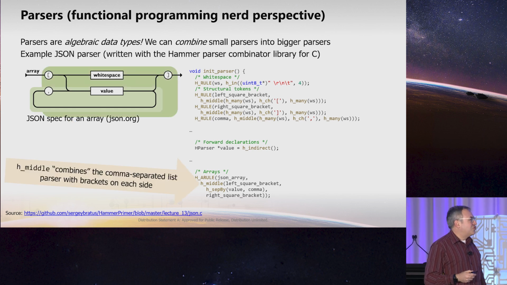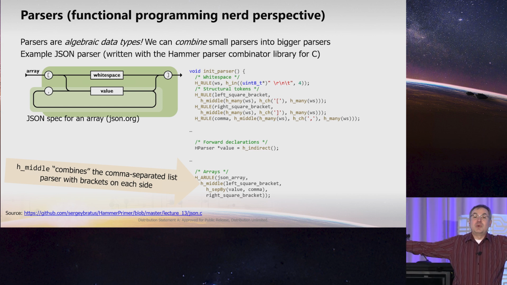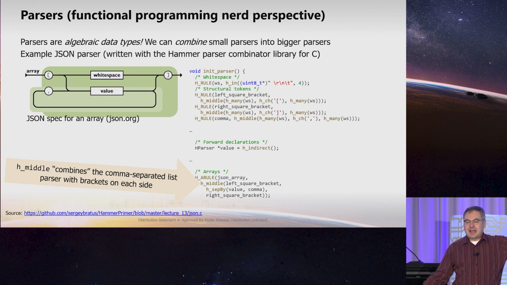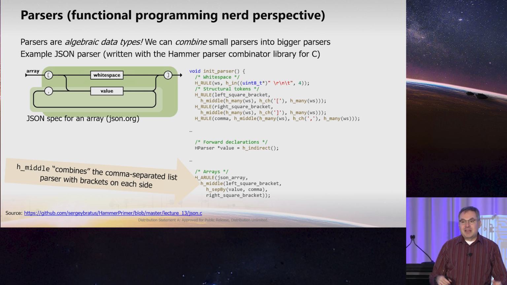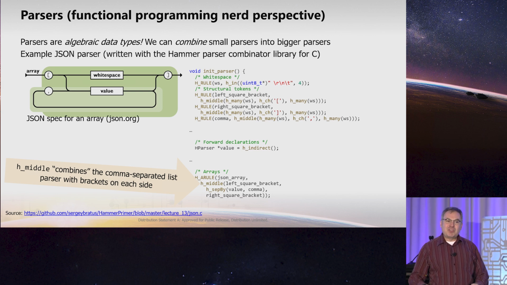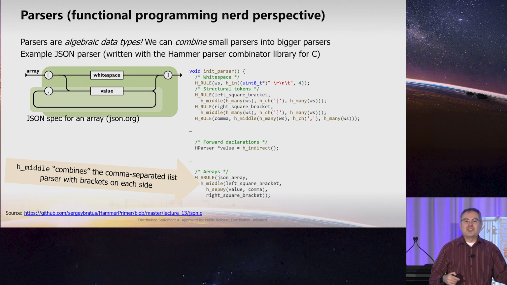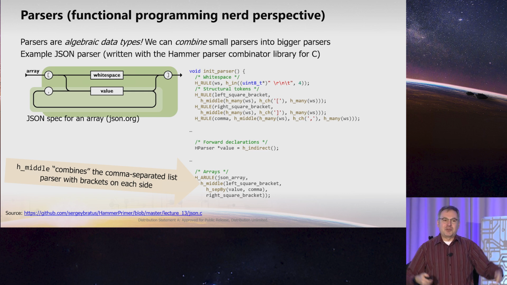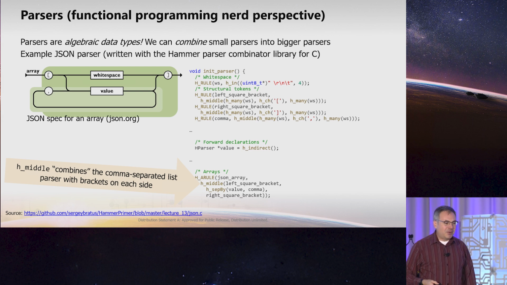Similarly, this h_middle expresses the idea that I have something in between two other things. So I have an open bracket, I have the thing, and then I have a closed bracket. So we're taking the parser we just built with the comma-separated values, and we're putting a bracket before it and a bracket afterwards. And this, in turn, gets put inside yet another parser. So it's parsers inside parsers inside parsers, parsers all the way down.